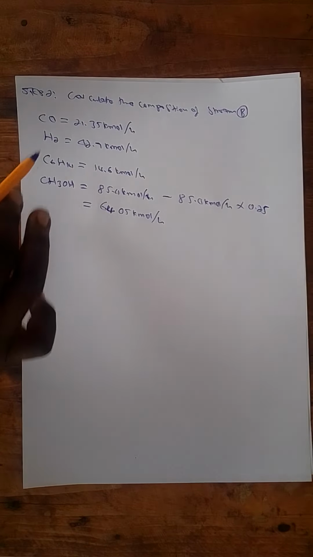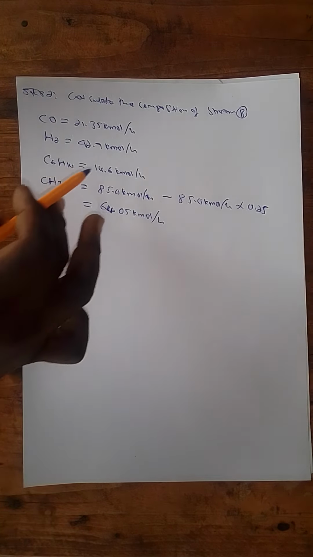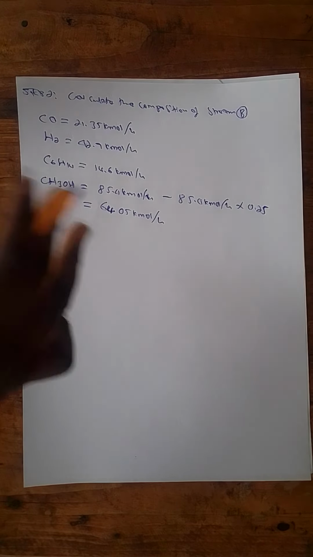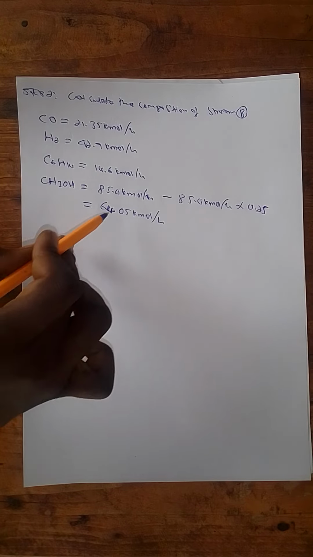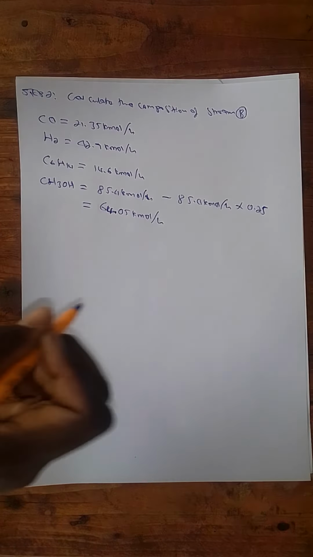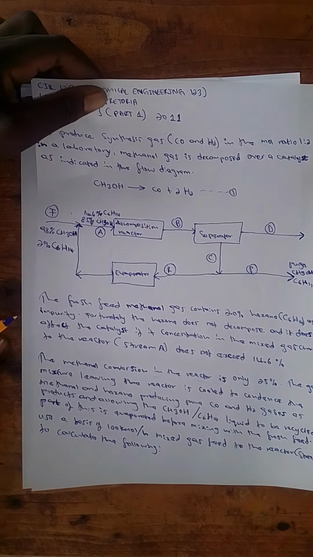So now we know very well that in stream B here, we have CO 21.35, H2 42.7, C6H14 14.6, and CH3OH, rather, 64.05 kilomole per hour. That is actually our stream B here. And this concludes our step 2.